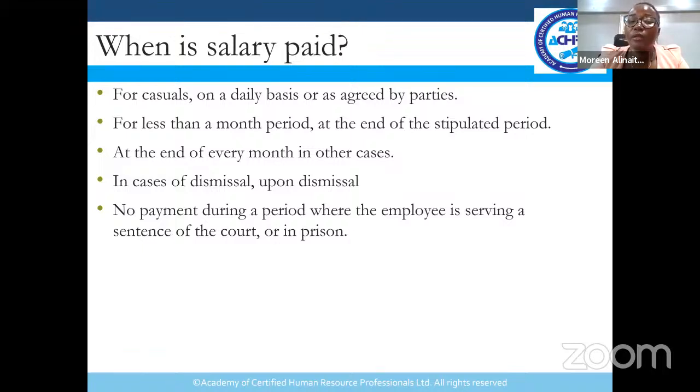No payments of salary should be done where the employee is serving a sentence of the court or is in prison. For example, this person worked for you and unfortunately they got a court case, all right? And then they were sent to prison. You can't pay them when they're in prison. You now have to keep their salary until the day they come out of prison.